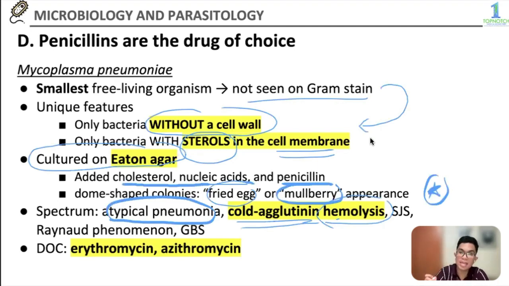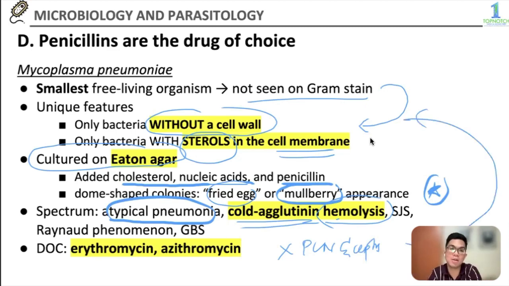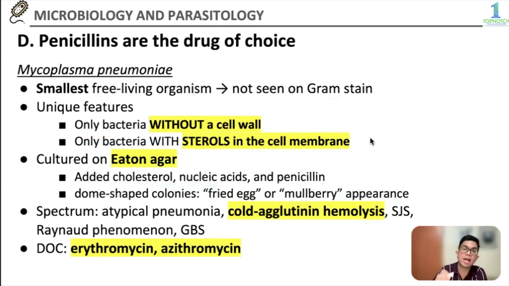So penicillins and cephalosporins are inactive against them. Hindi effective yung penicillins and cephs. Bakit? Di ba penicillins and cephs, their mechanism of action involves the cell wall. Eh, wala namang cell wall talaga si Mycoplasma pneumoniae. Kaya yung drug of choice sa kanya, erythromycin and azithromycin.